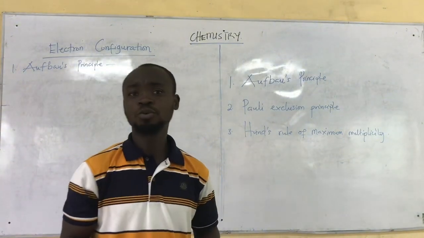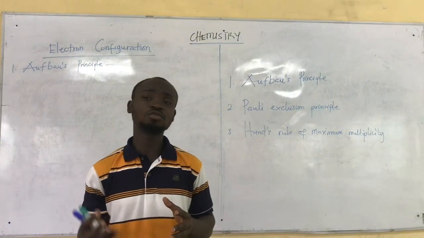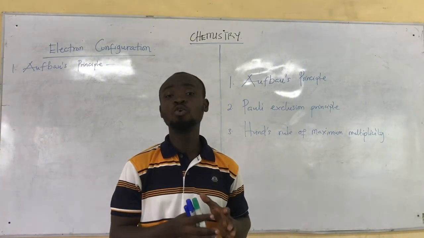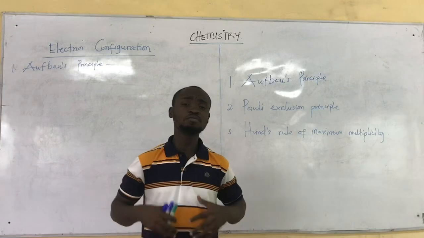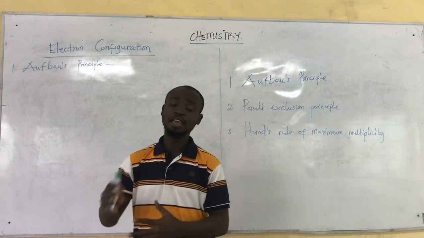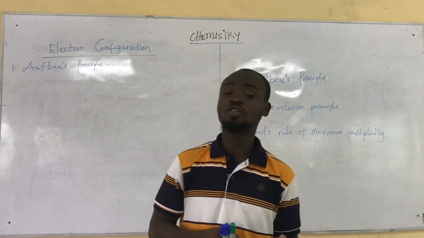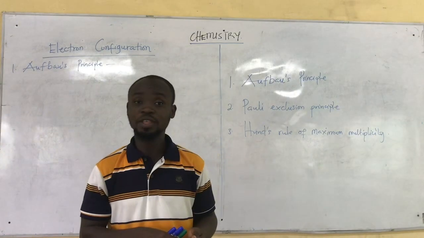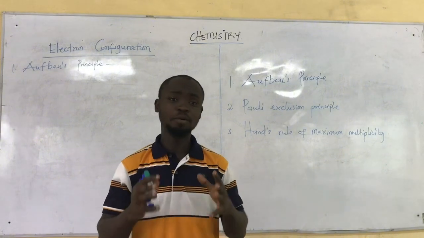With the Aufbau principle, it states that anytime we want to arrange electrons in the orbitals of an atom, we should start from orbitals of low energy levels. We should start with orbitals of low energy levels and fill them fully first before we fill orbitals of higher energy levels. The Aufbau principle is also known as the building up principle.